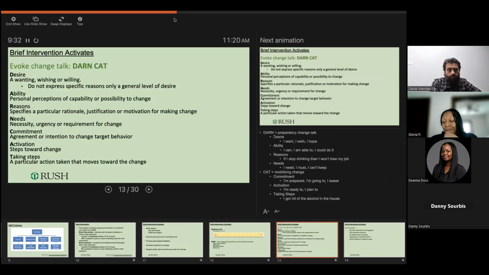Brief intervention also activates DARN CAT. This is change talk. DARN stands for desire, ability, reasons, and needs, and CAT stands for commitment, activation, and taking steps. The D is desire, a wanting, wishing, or willing. These do not express specific reasons, only a general level of desire. So, I want to, I wish, I hope.